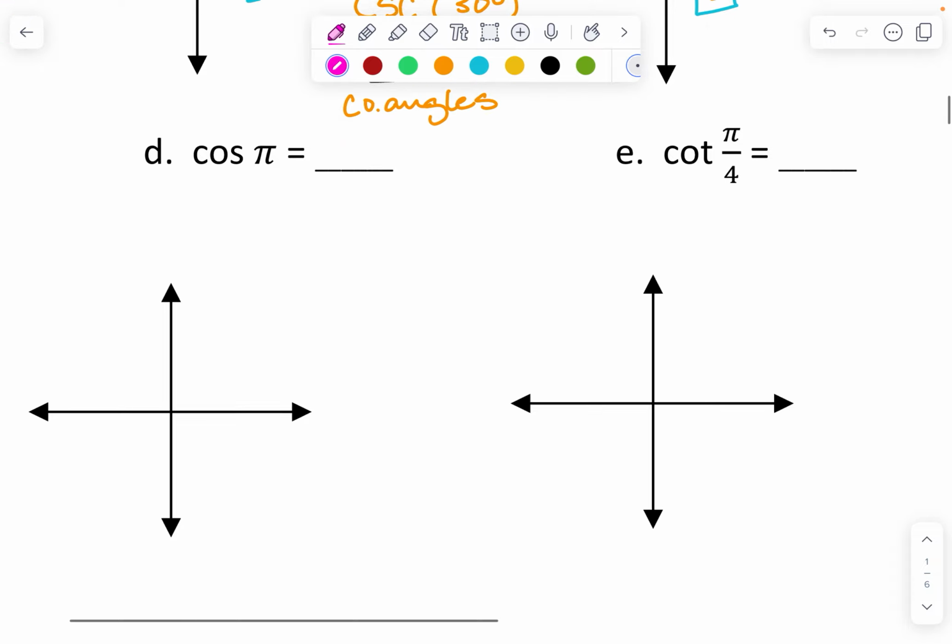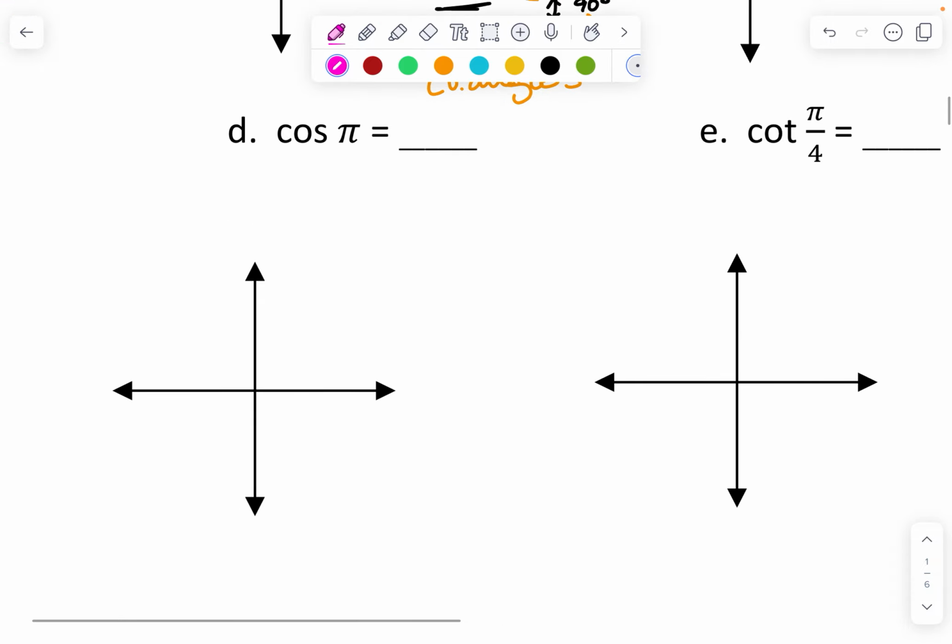Moving on, we've got a couple more. Cosine of pi. Well, if you remember, pi is, sorry, that's an ugly arrow. Pi is 90 degrees. So right here, this is pi. Just kidding. Pi is 180. Sorry. Pi is 180. So that means we're going to be over here at pi, straight across.